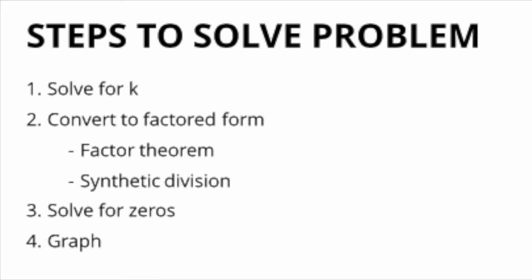Here are the steps we will take to solve this problem. First, we're going to solve for k by isolating it. Then we are going to convert our function into factored form using factor theorem and synthetic division. We will then solve for the zeros, and finally we'll graph.